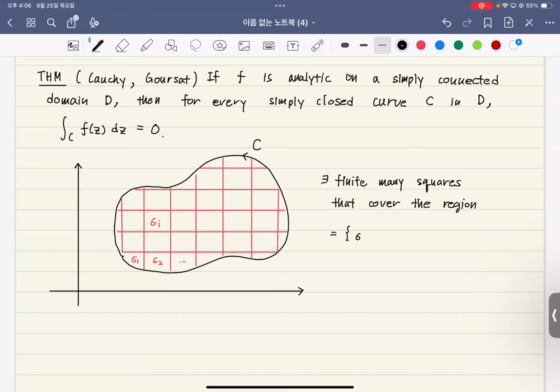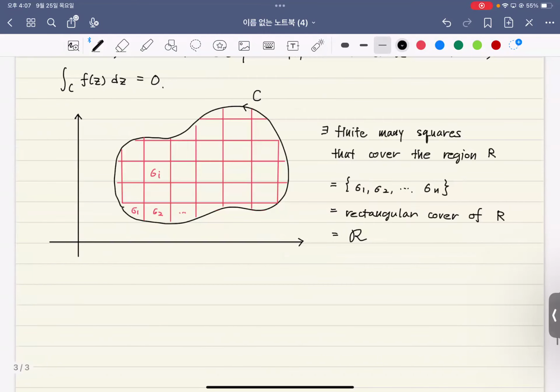We call these a cover. I would say these are rectangular covers, sigma 1, sigma 2, through sigma n, a cover of R, which I will denote by a scripted R. Okay, now I have a lemma that goes like this.